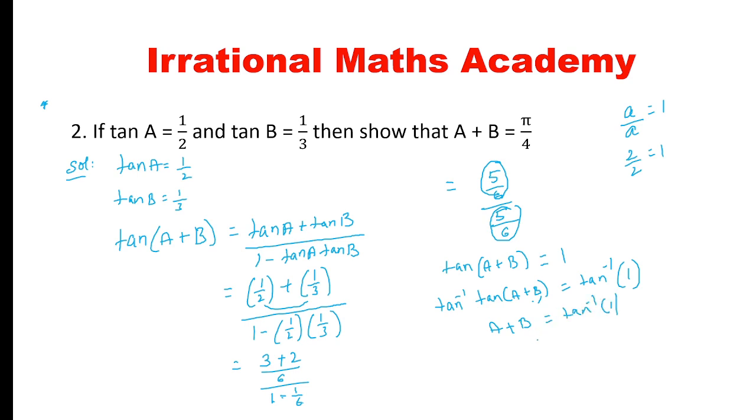Okay. When will we get tan 1? We'll get it when tan 45. Tan 45 is nothing but what? Pi by 4. Remember here, tan inverse of 1 value is pi by 4. And they asked us to prove that A plus B equal to pi by 4.